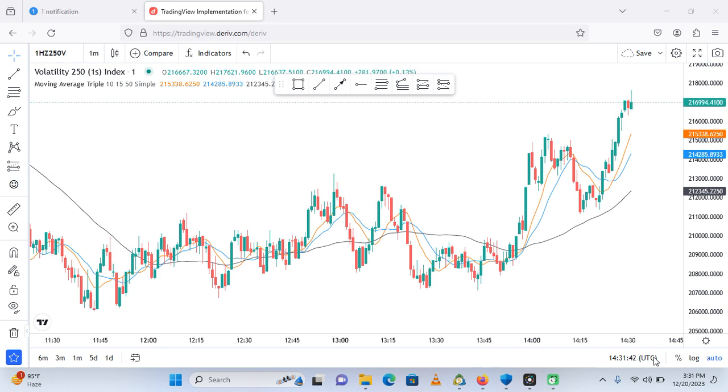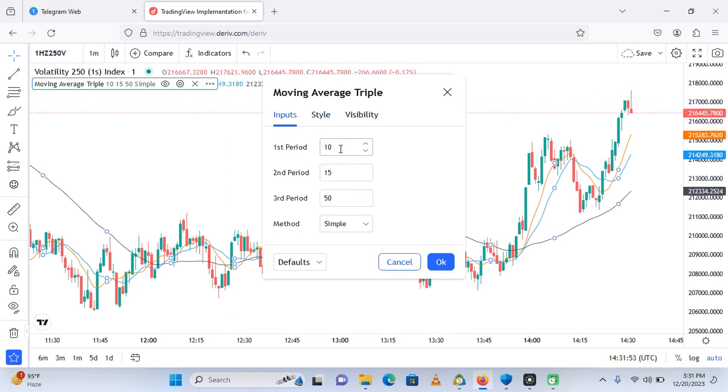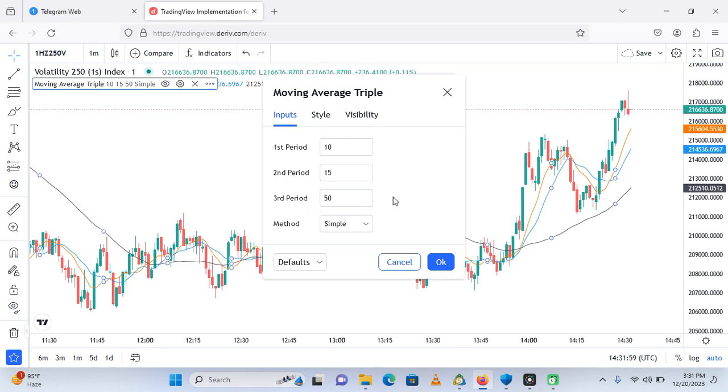Now, how does it work? You actually load the three moving averages: 10, 15, and 50. You can see the inputs, the period. The first period is 10, the second period is 15, the third period is 50. If you are using MetaTrader, the triple moving average is not there, so you have to add them one after the other. The first one will be 10, the second one will be 15, the third one will be 50.